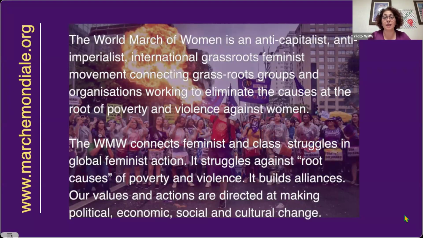That means class struggles. So we don't have to give up our social, political, and class struggles to be part of the feminist struggle. So we can have an articulated international struggle, and that articulates all struggles against all systems of oppression, mainly against racism, colonialism, heteropatriarchy, and capitalism. So to achieve our mission, we need alliances.